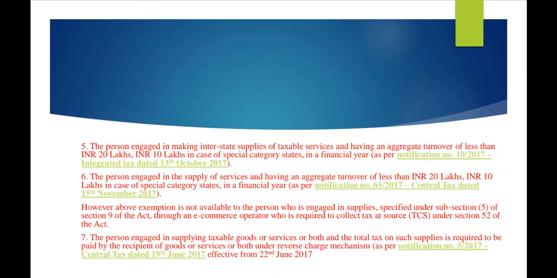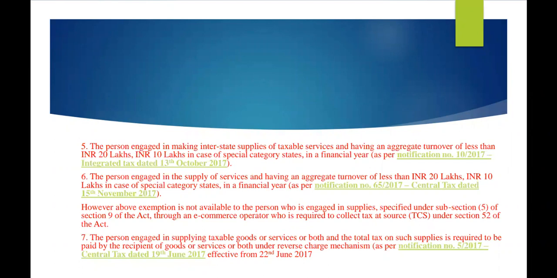Then the persons engaged in making interstate supply of services and having a turnover of less than 20 lakhs and 10 lakhs in the case of special categories in the financial year. The repeated point is, the persons engaged in supply of services and having an aggregate turnover of less than 20 lakhs and 10 lakhs in case of special categories, right? And this notification date has been changed. If you see the notification number, it is 65/2017. This is central tax dated 15th of November 2017. All right, the aggregate turnover has been increased to 20 lakh and 10 lakh in case of special cases.